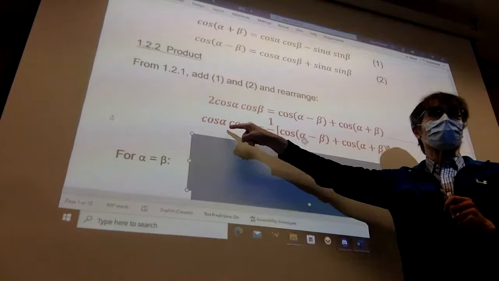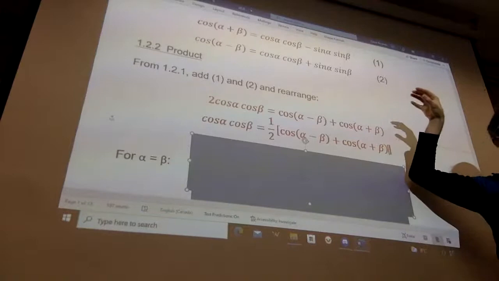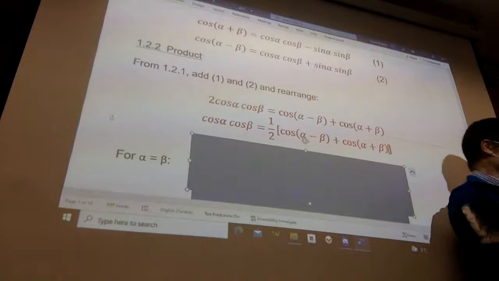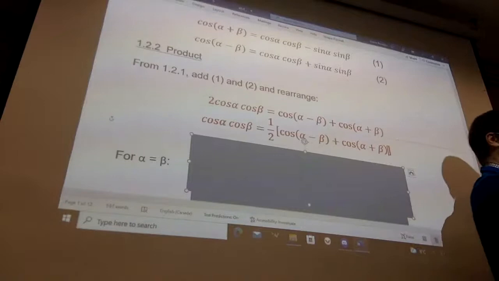And the benefit is, if these are two frequencies, alpha and beta, we can get a higher one and a lower one. That's how you move your spectrum, your data, up to a higher spectrum to transmit, and how the receiver brings it back down through the mixing process. Make sense?